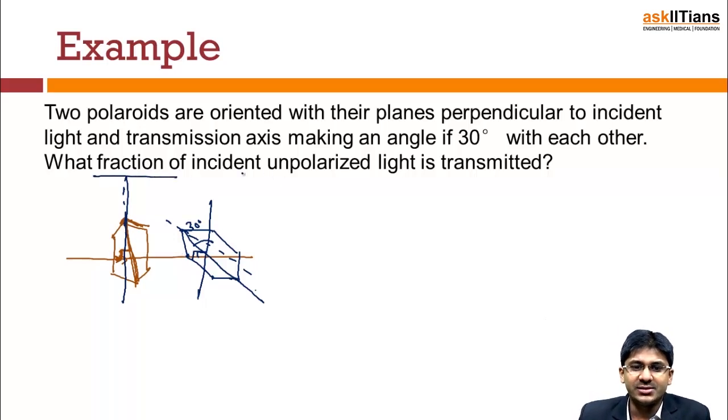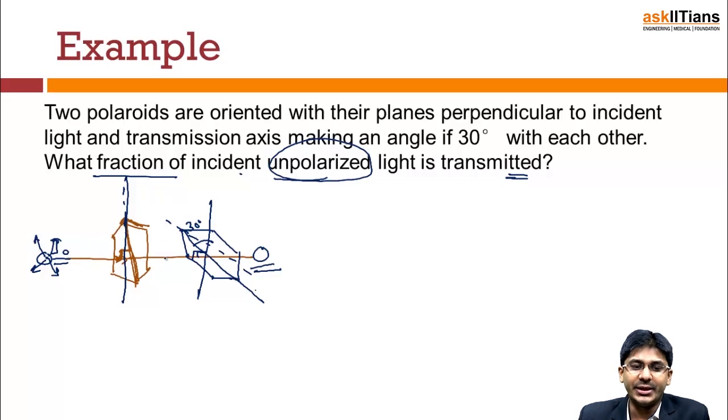What fraction of the incident unpolarized light is transmitted? What is it that you get here? What fraction of the incident light? Suppose here the intensity is I naught. This intensity is I naught. Now the light here is unpolarized, means on all the directions.